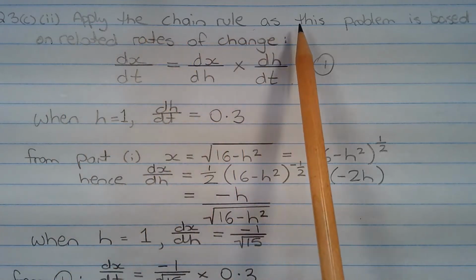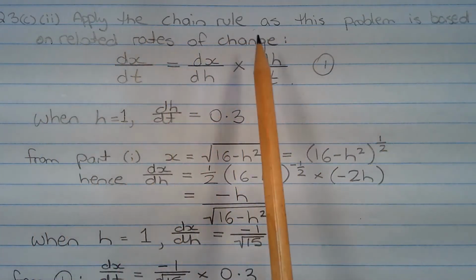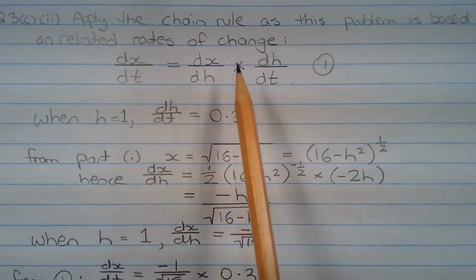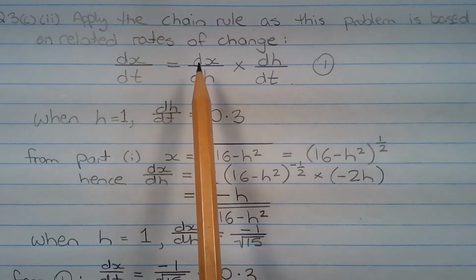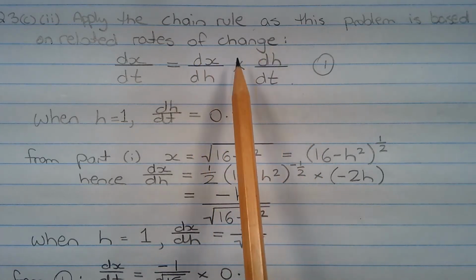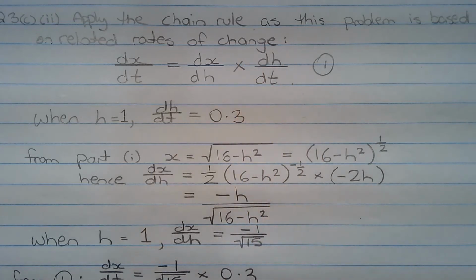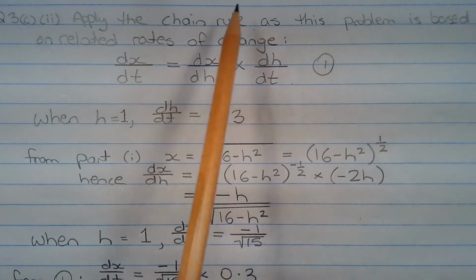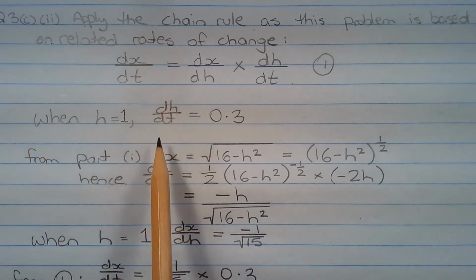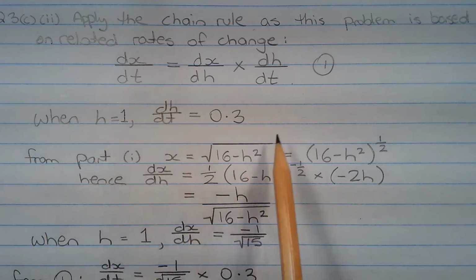Apply the chain rule, as this problem is based on related rates of change. dx/dt, which is the rate at which the pontoon is moving away from the jetty, is equal to the product of these two related rates. That is dx/dh times dh/dt. And dh/dt is the rate at which the tide is rising with respect to time. We'll call this equation number 1. Now when h equals 1, dh/dt is equal to 0.3, and that's given in the question.